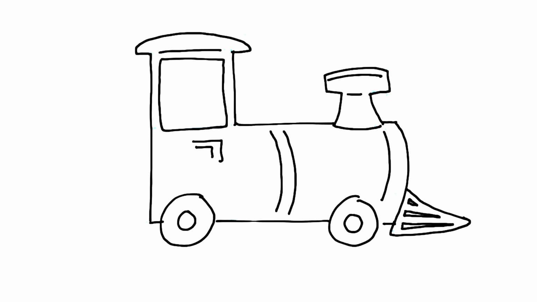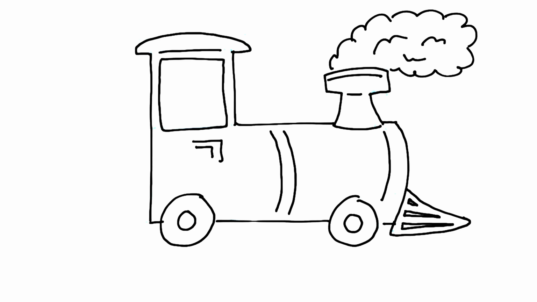Then maybe there's some smoke coming out of the stack over here, the chimney. So just make some curved lines connected. A couple more in there, make it look a little busier. Some trains have the two wheels connected. So I'm going to connect the wheels.